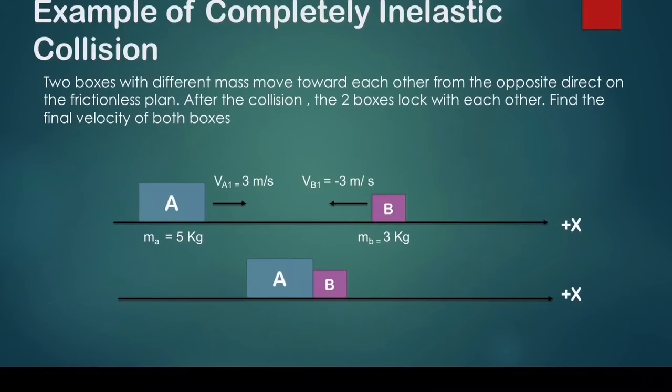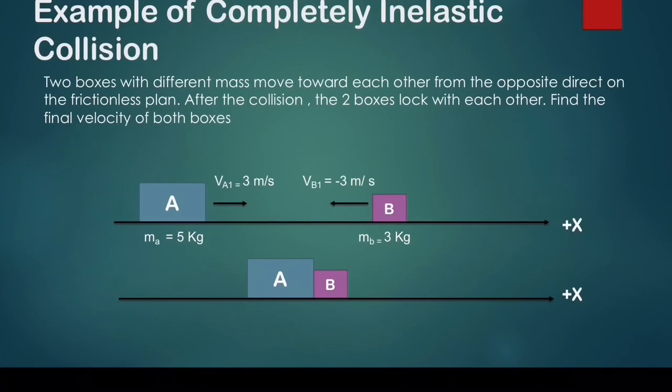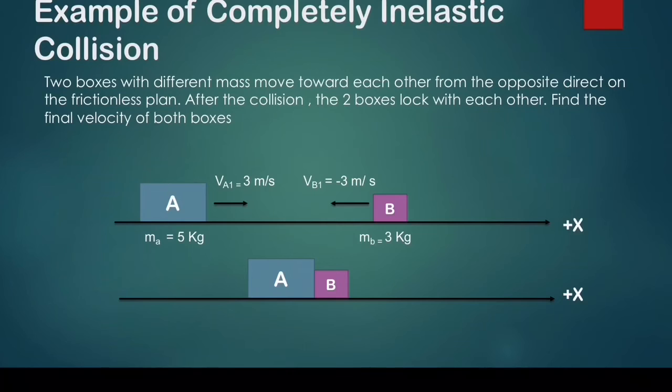So right now we're going to move to the example of the completely inelastic collision. So here is the example. There are two boxes with different masses moving toward each other from opposite directions on a frictionless plane. After the collision, the two boxes lock with each other. Find the final velocity of the boxes. So here is the figure of our example. We have object A with mass mA and velocity vA1, and object B with velocity vB1 and with mass mB equal to 3 kg.